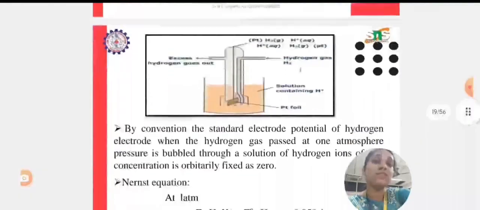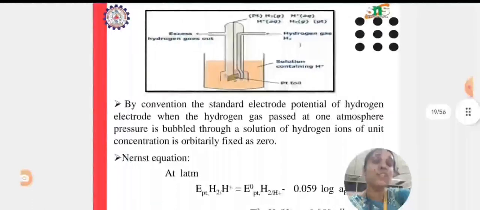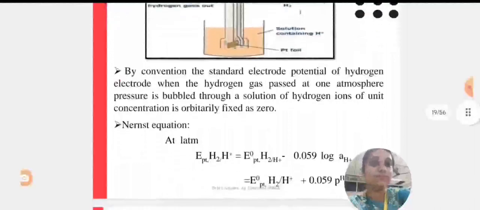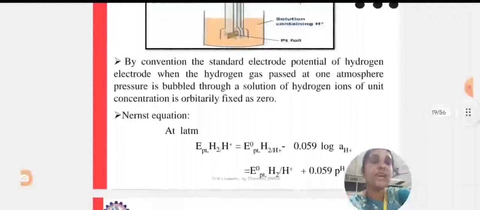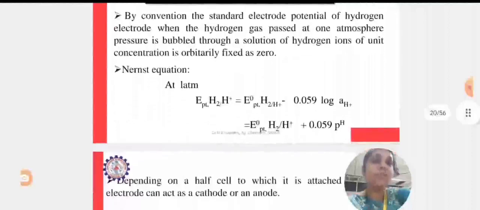By convention, the standard electrode potential of the hydrogen electrode, when hydrogen gas at 1 atmosphere pressure is bubbled through a solution of hydrogen ions of unit concentration, is arbitrarily fixed as 0. That is, the potential is 0, so it can be taken as the reference electrode, so that we can determine the unknown electrode potential by using the Nernst equation.